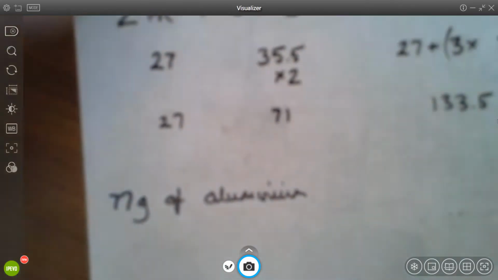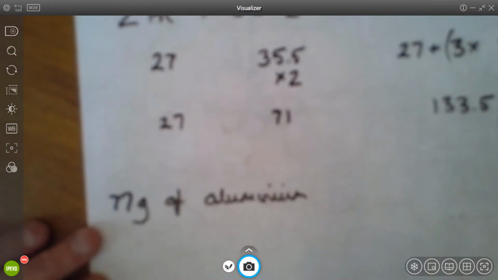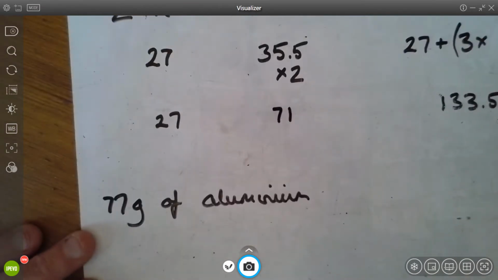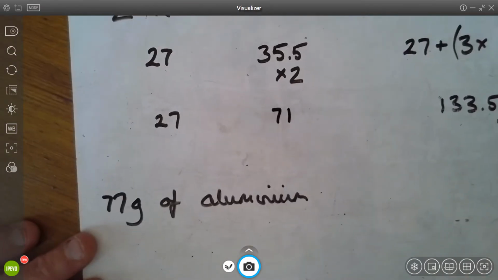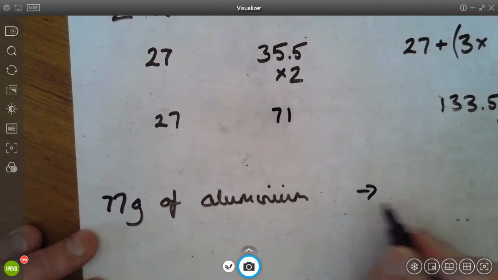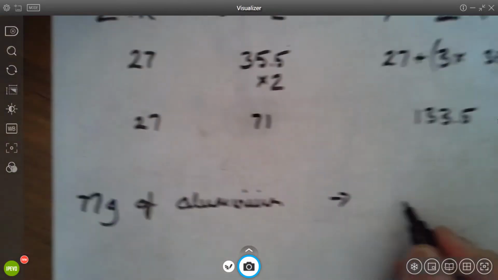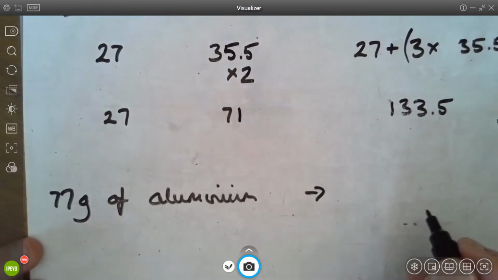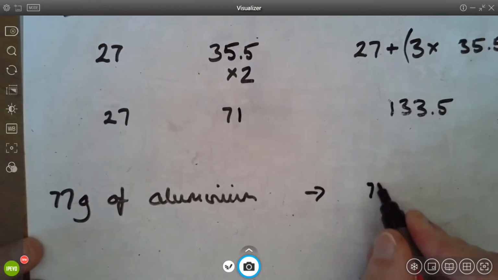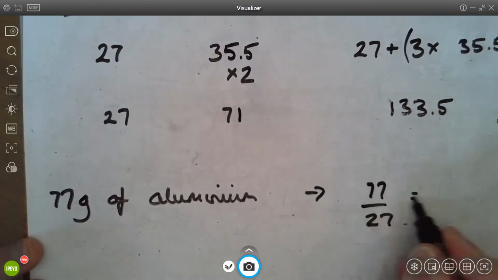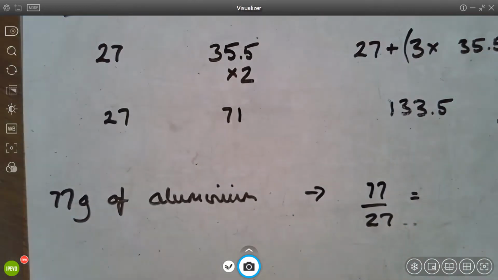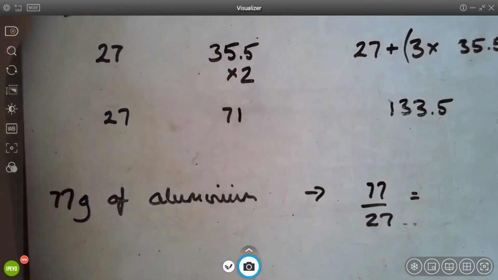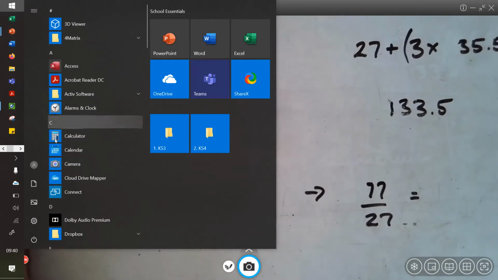So 77 grams of aluminium. First of all, we need to recognize that it's the correct unit of grams. So this then can allow us to work out the number of moles. Now each mole is 27 grams, so we have 77 divided by 27, and we can get our calculator and work this out.